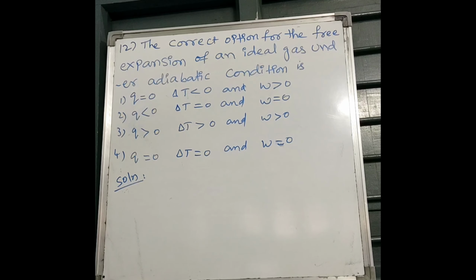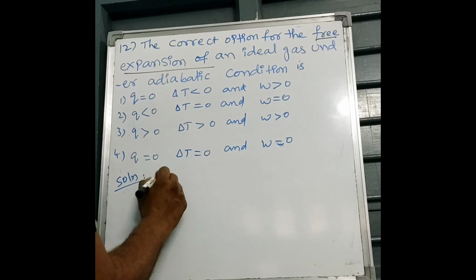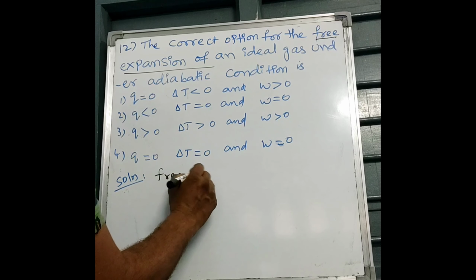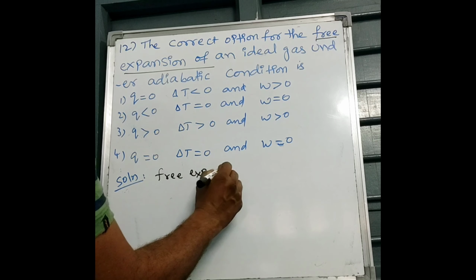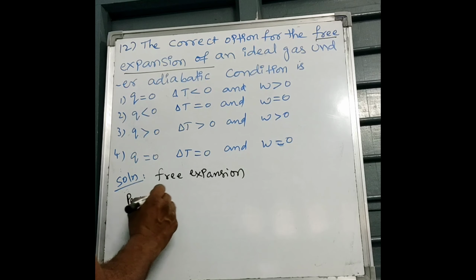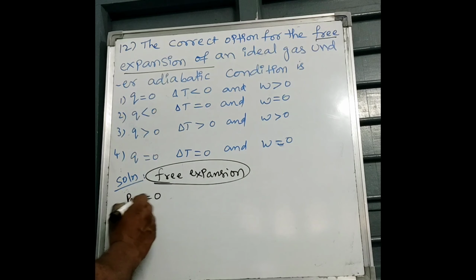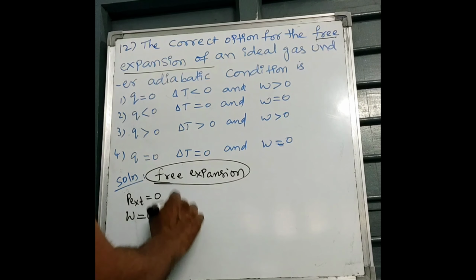Okay. The next question is from thermodynamics. What is the correct answer? For the free expansion of an ideal gas, here he is giving a hint. For free expansion of an ideal gas, external pressure is 0. When external pressure is 0, work done is also 0.